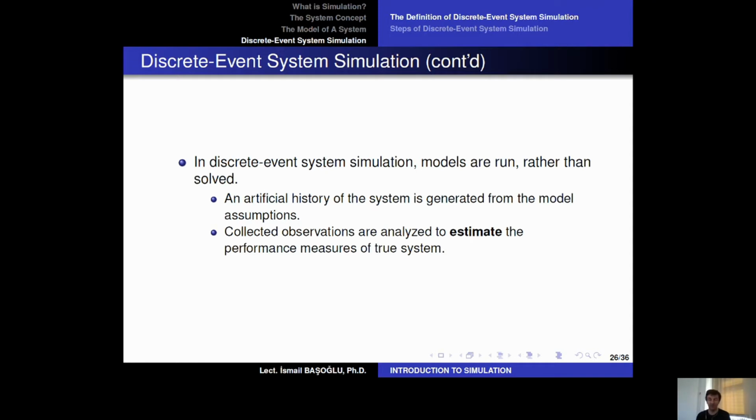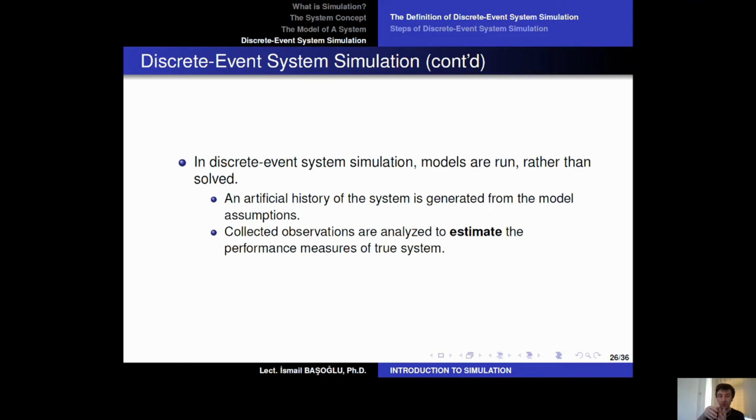So running a simulation model means what? You are basically observing it for an amount of time, just like you are intending to observe the original system. But trying to observe the original system is going to take a lot of time. So we create a simulation model and we run that model to observe it. Now, when you run a dynamic simulation model, an artificial history of the system is generated from the model assumptions. So the model itself is going to create an artificial history.